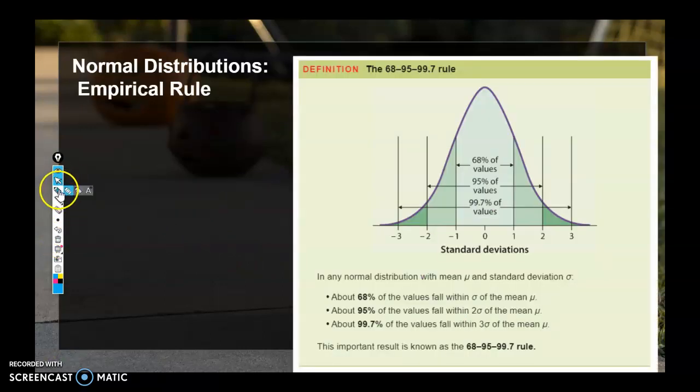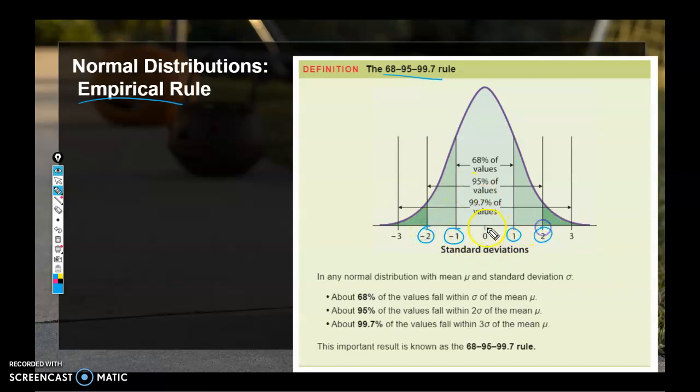So we have our empirical rule. This is either called the empirical rule or it's called the 68-95-99.7 rule. This is how to help estimate probabilities in a normal distribution without a calculator. So what this rule says is, for all normal distributions, 68% of the data is going to be between -1 and 1 standard deviation away from the mean, right? 1 standard deviation left and right.